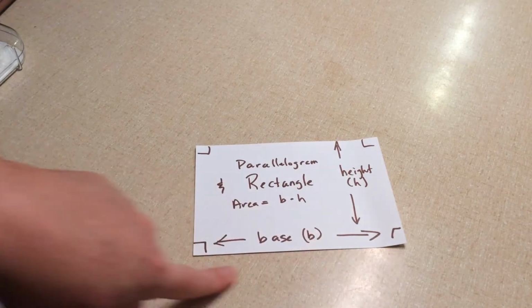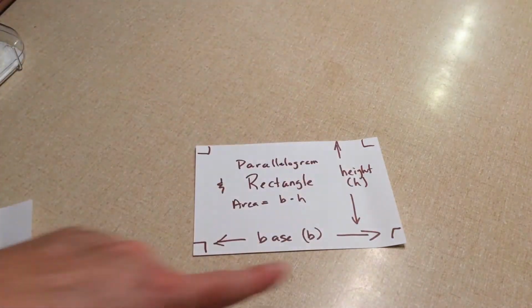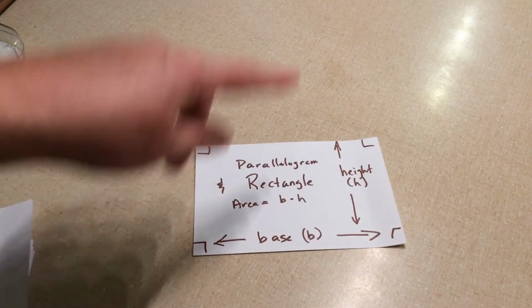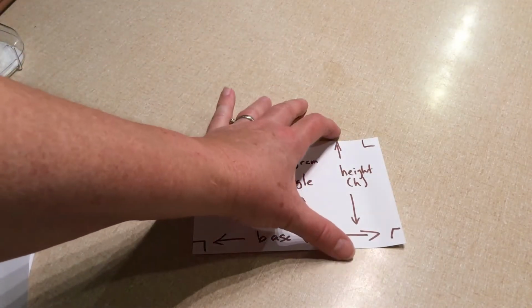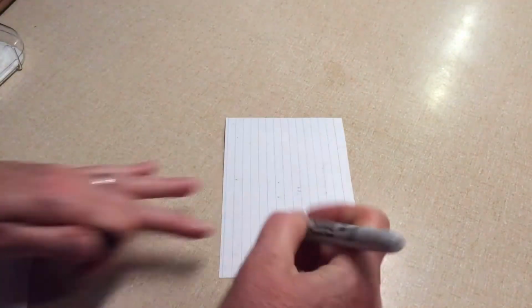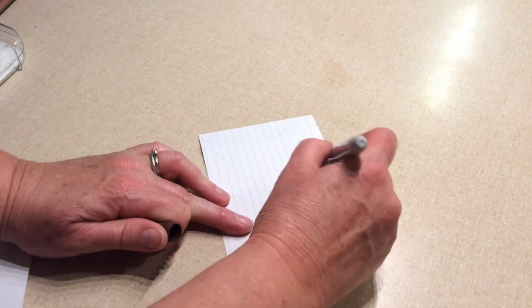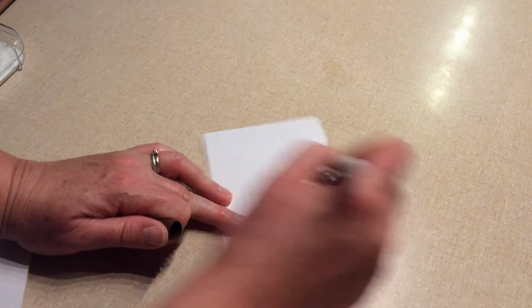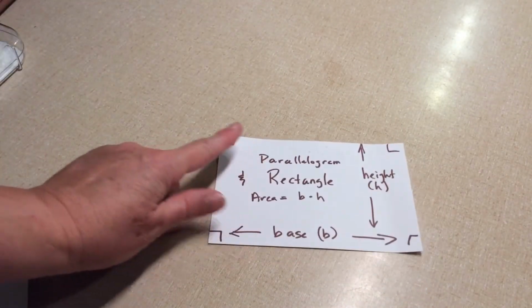It has a base and a height. Some people call it a length and width, but I want to focus on the wording of base and height. Now I just happen to label the long side as a base and the short side as a height, but it doesn't matter. You could also label this the base, and in that case this here would be the height. And whichever way you label it, the area is the same. It's the base times the height.